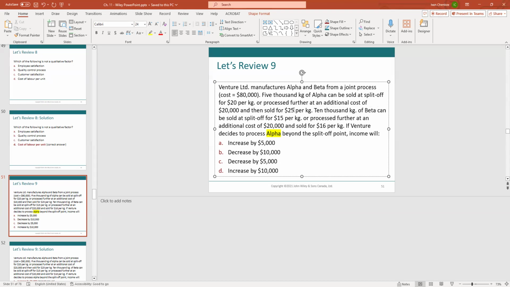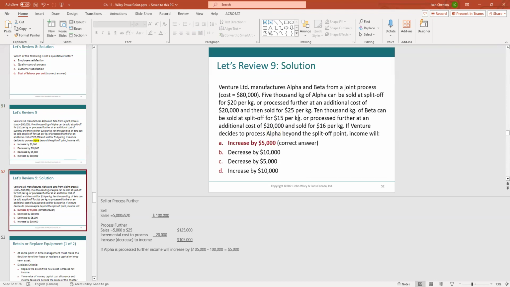5 times 5,000, how much I'm going to generate? 25,000, correct? Yes. But it's going to cost me 20,000. Am I making money? An increase of 5,000. Make sense? Yes. Okay. Let's see if that's the one. 5,000 increase.